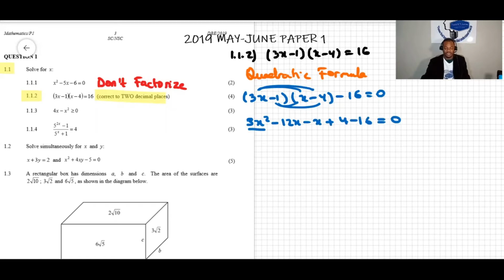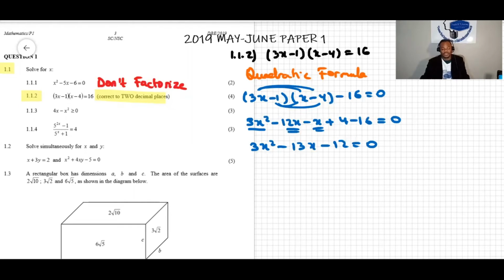We can see 3x squared is there, and then terms that end with x, negative 12x and negative x, that makes negative 13x. And then the positive 4 minus 16 makes negative 12, and that's equal to 0.